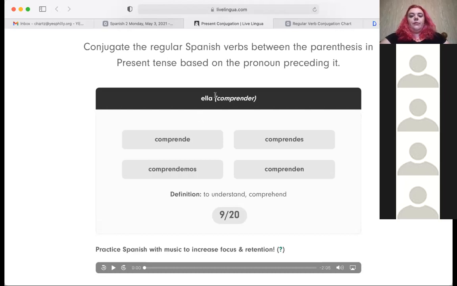So for this next one, we have ella, that's our subject, she, and our verb is comprender, and that means to understand. So how are we going to conjugate this one? Is it going to be comprende, comprendemos, comprendes, or comprenden? And let's look at our endings. Is it going to be an E ending, the amos ending, the ES ending, or the EN ending? So which one are we going to pick?